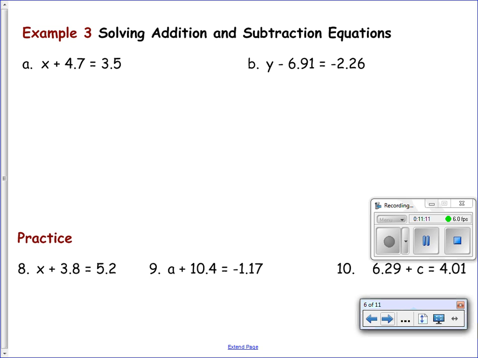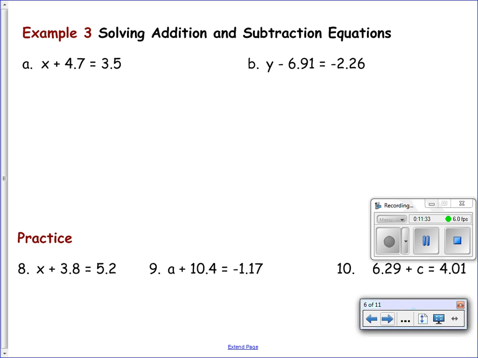Now we're going to use the steps that we have done before in solving addition and subtraction equations. So we're going to be using inverse operations. Class, what is the inverse operation for addition? Subtraction. What is the inverse operation for subtraction? Addition. So we're going to be using those for these next examples.